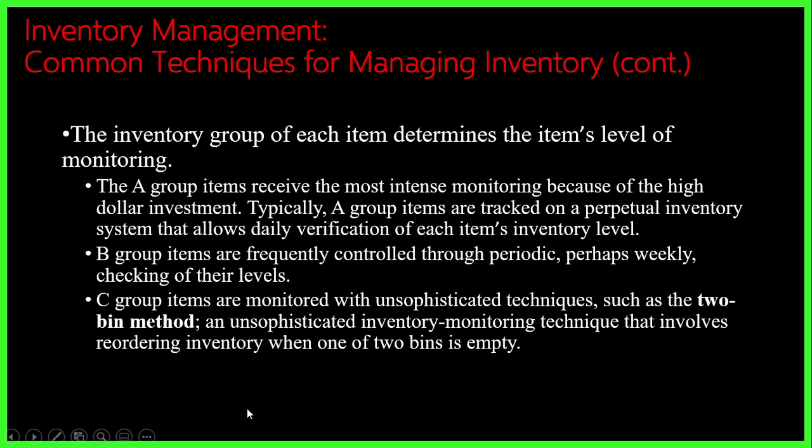The inventory group of each item determines the item's level of monitoring. So, the A group items receive the most intense monitoring because of the high dollar investment. Okay, while for C group, diretso ako sa C, are monitored with unsophisticated techniques such as the two-bin method. An unsophisticated inventory monitoring technique that involves reordering inventories when one of two bins is empty. Okay, so ano ibig sabihin nito?